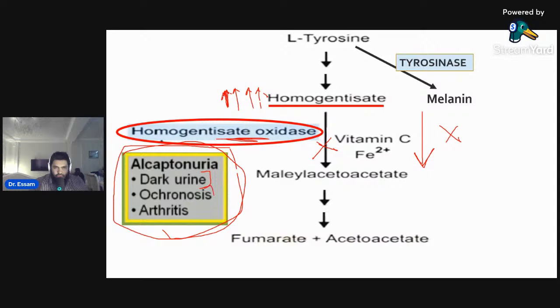There will be ochronosis and there will be arthritis. What is ochronosis? Ochronosis means there will be black colored ear. So the ear will have some blackish color on the cartilage. And what about arthritis? Arthritis means inflammation of the joints. So we have all these joints in the body, right? Again, coming back to anatomy. When the homogentisate goes and deposits in these joints, because it is present in such high quantity, it will accumulate and it will cause arthritis.